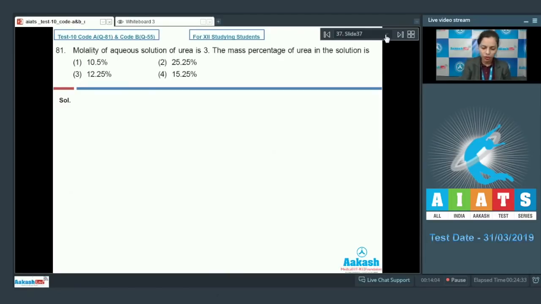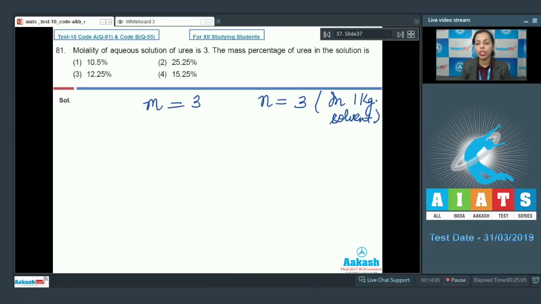After that, question number 81. Molality of aqueous solution of urea is 3. The mass percentage of urea in the solution is? Molality is given, it means m value, small m, that is 3. Let's assume that 1 kg of solvent is there. So if 1 kg of solvent is there, it means the number of moles would also be 3, because we are taking 1 kg solvent, and this is aqueous solution. It means solvent is water.